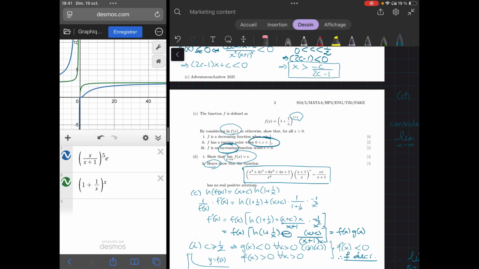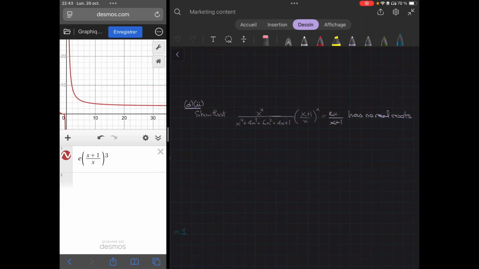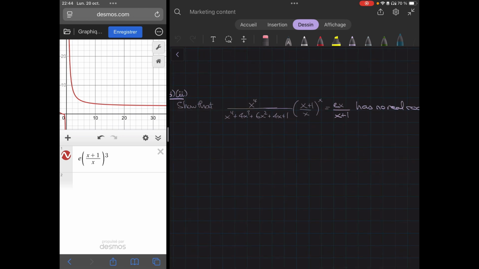Oh, okay. So this is problematic. So this is part D2 of question 1 on the N25 paper 3 mock exam. I've noticed a slight typo in the question, so this is the corrected version. We want to show that this equation has no real roots. First, we will need to rearrange the equation. This denominator is actually x plus 1 to the 4.